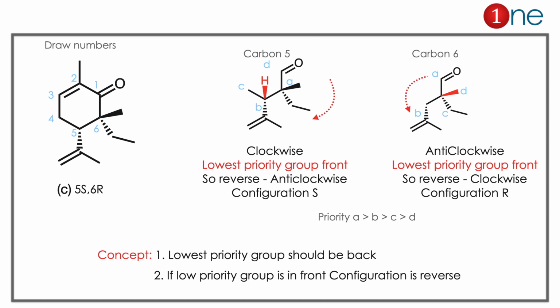Then we redraw structure 6. Here we assign the stereochemical relationship. Again the carbonyl comes first, alkene second, and the side chain third. The methyl, which is the least one, is above the plane. So the same problem here: the methyl, the least one, is above the plane, but it should be below the plane. So the configuration will be reversed. So clockwise, the configuration is R. So the answer is clearly C, which is 5S and 6R.